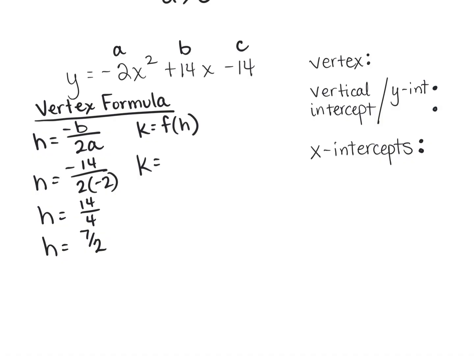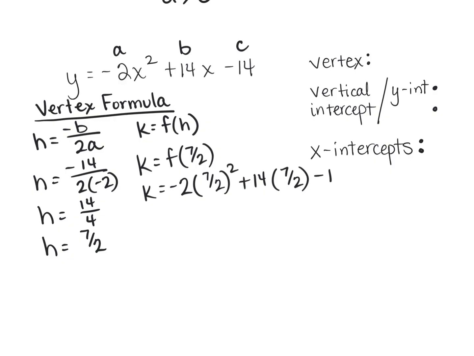To do k, I do f of 7 halves, which means I'm going to plug 7 halves in everywhere I see an x. So I have negative 2 times 7 halves squared plus 14 times 7 halves, and then I'm going to lastly subtract 14. So the negative 2 stays. This is 49 over 4. This 2 goes into 14 7 times, so 7 times 7 is 49. And then I still have the subtraction of 14. 2 goes into 4 twice.